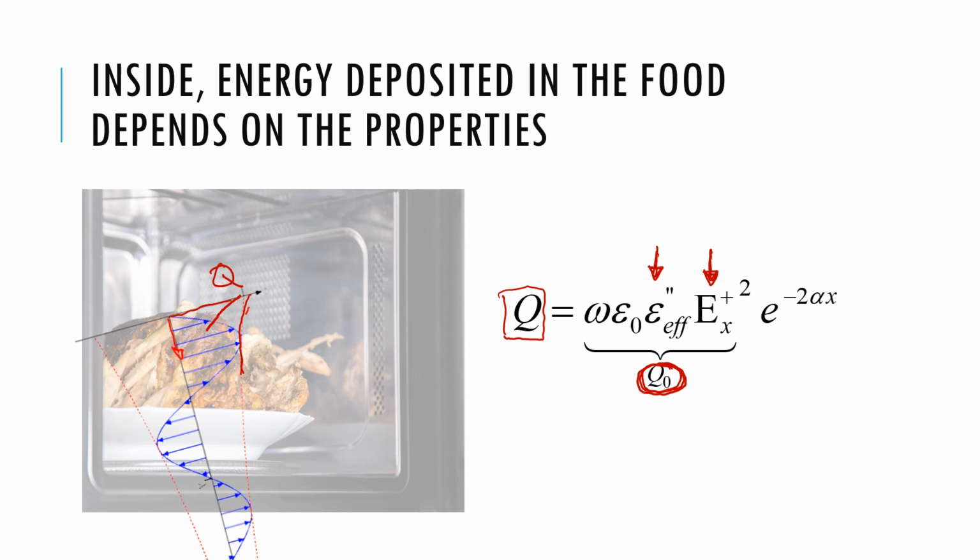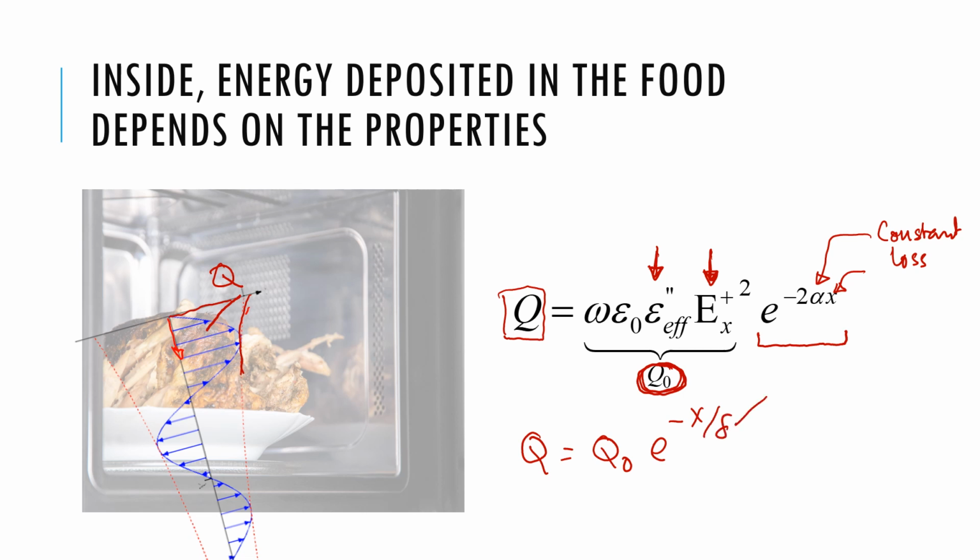Now how it penetrates the material is given by this, so how it changes with position inside the food. And here you see we have this alpha. This alpha actually depends on both the constant and the loss. If you recall, in the past we have also written it this way: Q is equal to Q0 e raised to minus x over delta, where delta is the penetration depth.